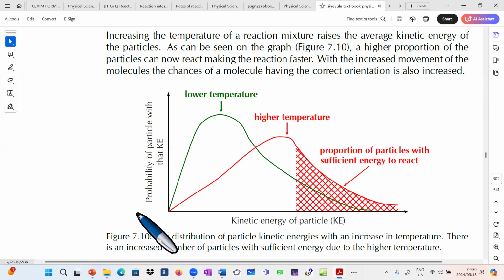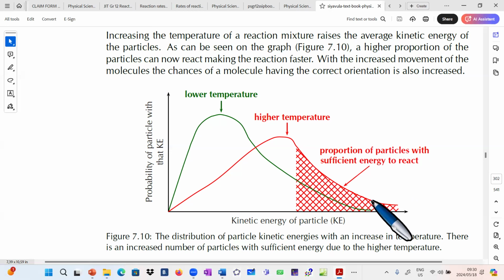Okay. At a higher temperature, the peak is a bit less, so the graph sort of flattens. But you can see the proportion of particles with sufficient kinetic energy to react increases, because there are those particles where this was the initial green curve, and now the proportion increases. The proportion of particles with sufficient kinetic energy increases with the increase in temperature.